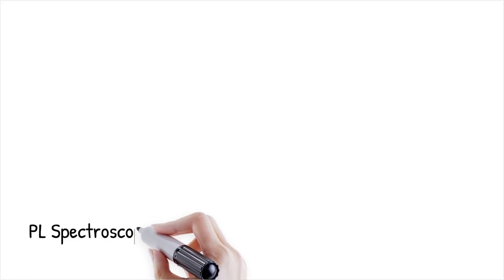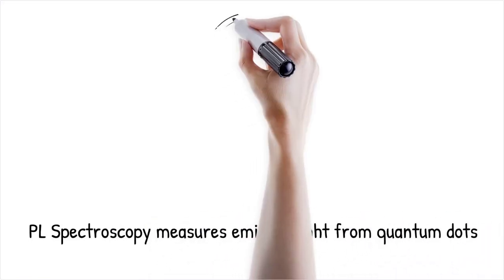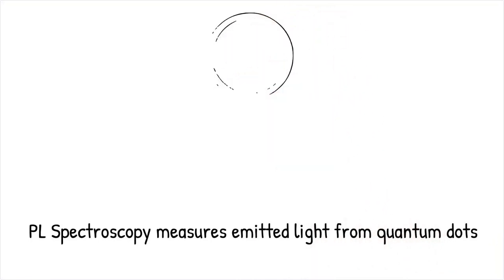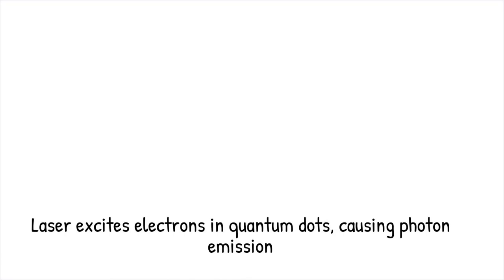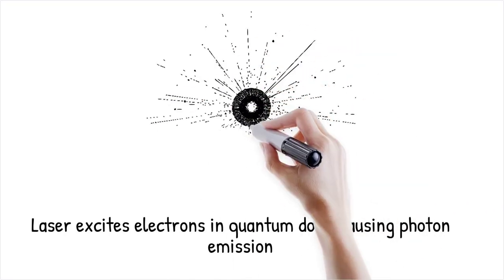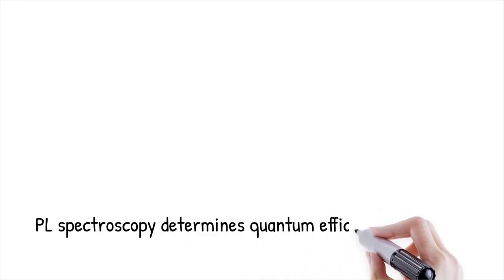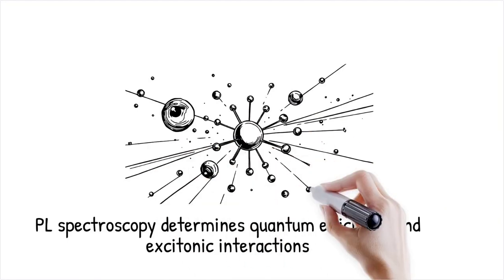Photoluminescence spectroscopy measures the light emitted by a quantum dot after it absorbs photons, providing insights into its bandgap and quantum confinement effects. When a quantum dot is excited by a laser, electrons transition to higher energy levels and then relax, emitting photons with wavelengths characteristic of their size-dependent energy levels. PL spectroscopy helps determine quantum efficiency, excitonic interactions, and electronic transitions in colloidal quantum dots.